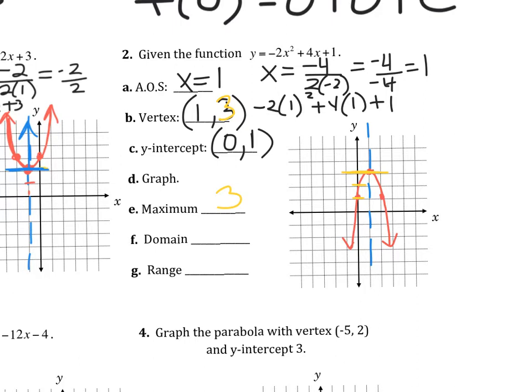The domain is, say it. No, go ahead, say it out loud. What is it? Good. All real numbers. Yes. All right, and then the range is going to be y, and it's all the numbers below 3. y is less than or equal to 3. It also equals 3 because that's where the vertex is.